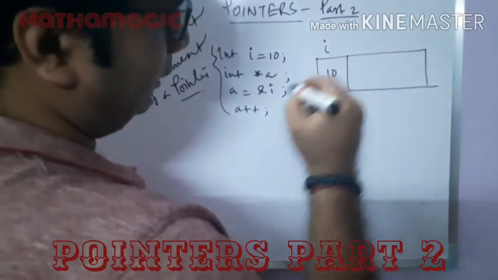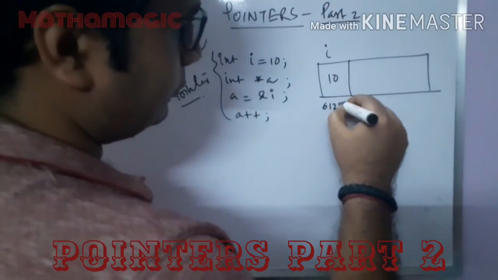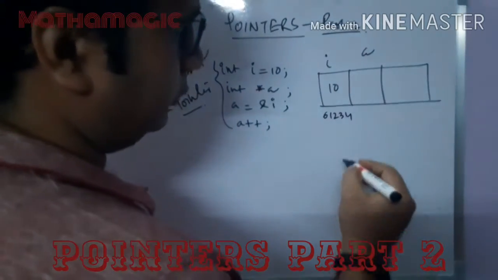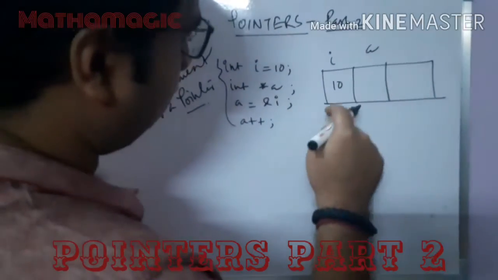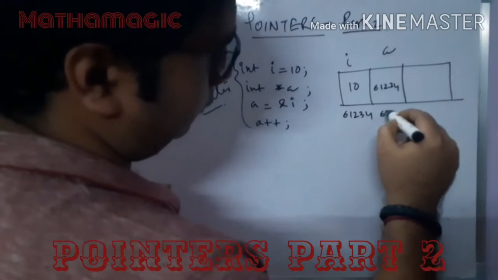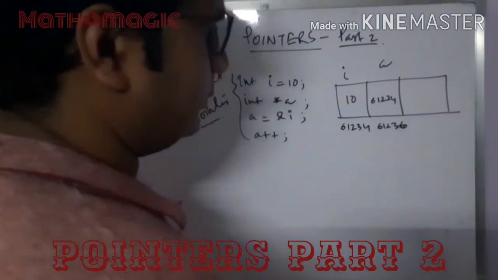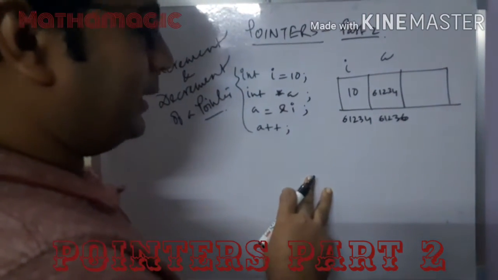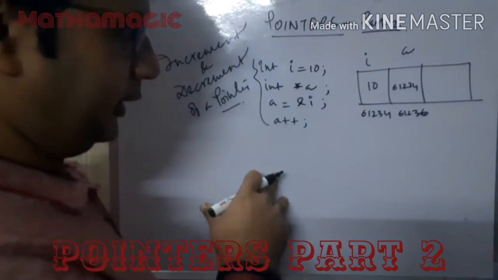Here the value of i is equal to 10, and let the address be 61234. Now this is a pointer variable which is stored here also. So a is the name of that pointer variable, and the value of that pointer variable will be 61234. There should be an address for this variable also. Let this be 61236. Now what happens when we try to increment the value of the pointer by 1?